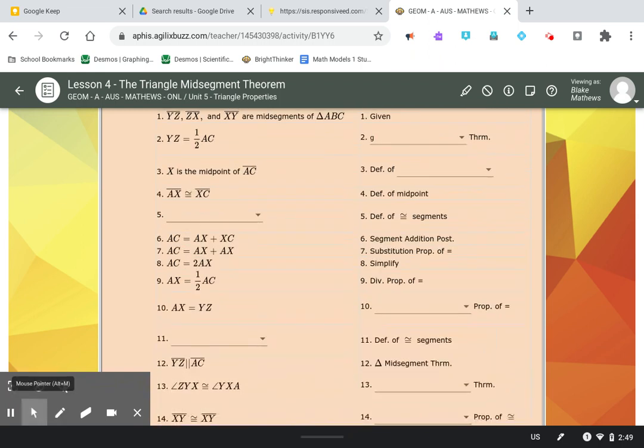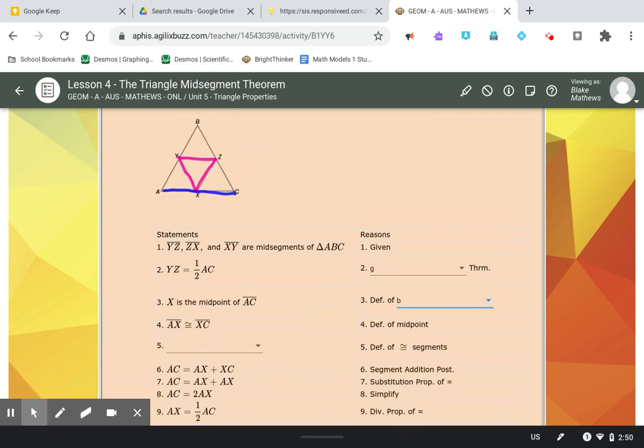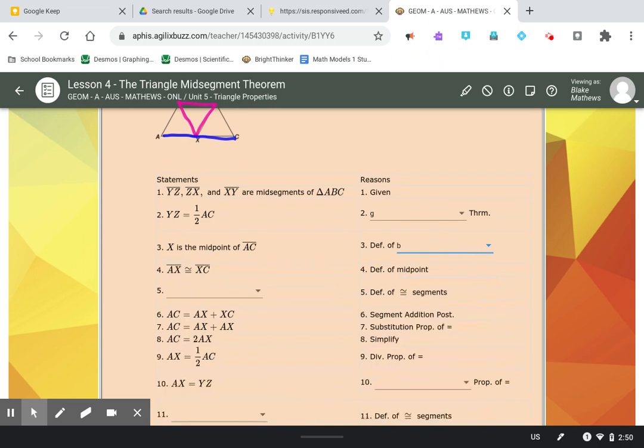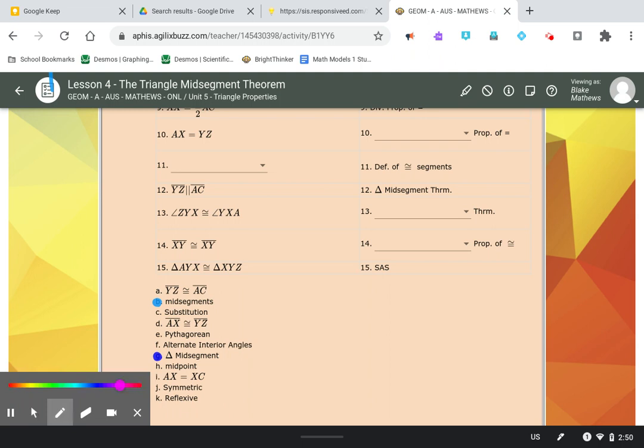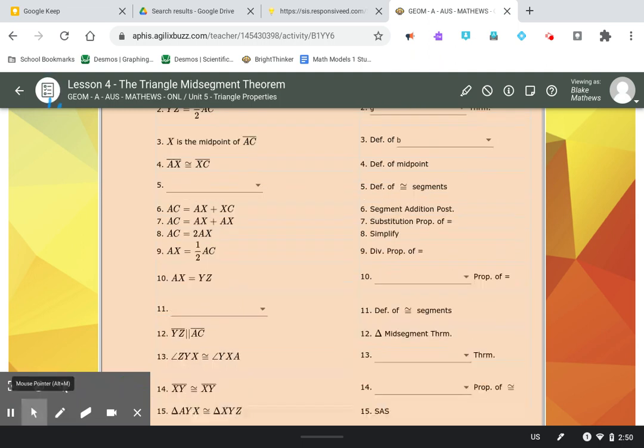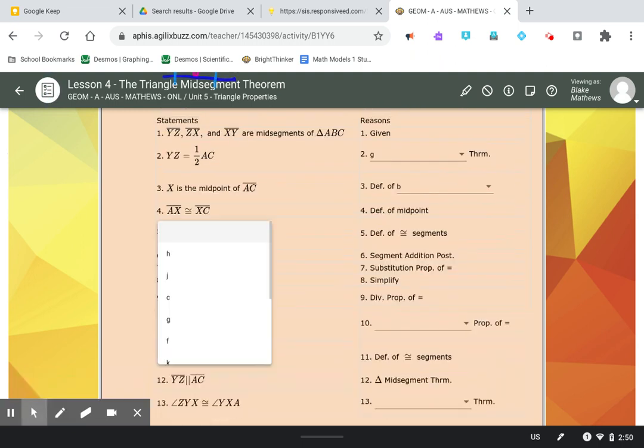So it's going to be answer choice B, because since these are midsegments, we know that X has to be the midpoint. Then we say that AX is congruent to XC. That's the definition of a midpoint. And then we convert that into a statement about the length of those segments. So instead of line segment AX is congruent to line segment XC, we're just going to say AX is equal to XC. So that's going to be answer choice I right there.